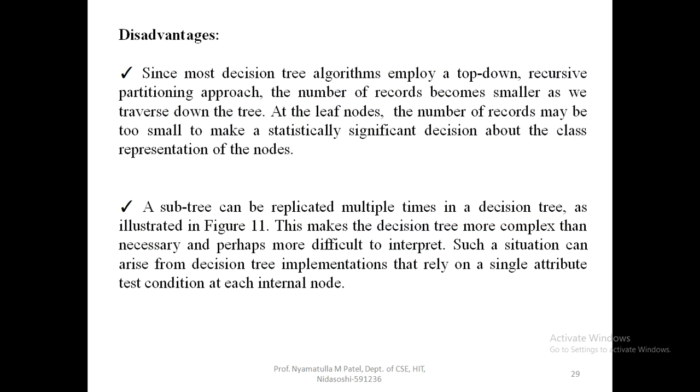So, now what are the disadvantages of decision trees? Since most decision tree algorithms employ a top down recursive partitioning approach, we start from the root node, and going from the parent node we go on dividing into child nodes. So, the number of records becomes smaller as we traverse down the tree. As we go on splitting the records at each child node, the number of records will be less when we traverse down the tree.